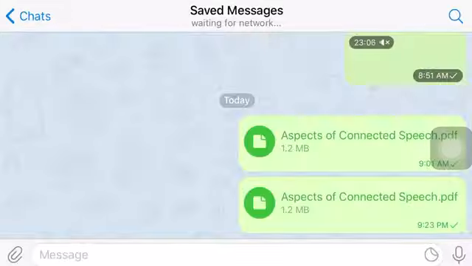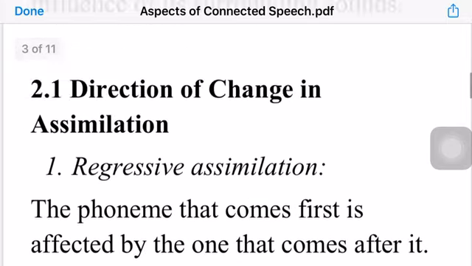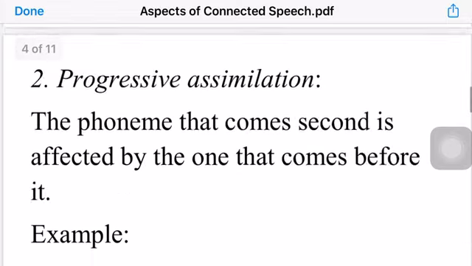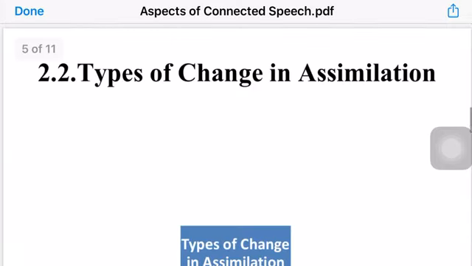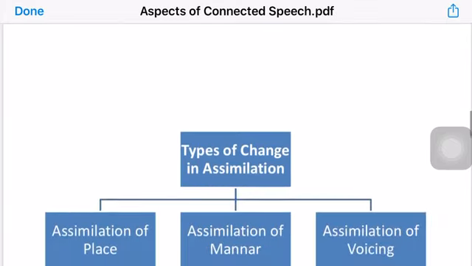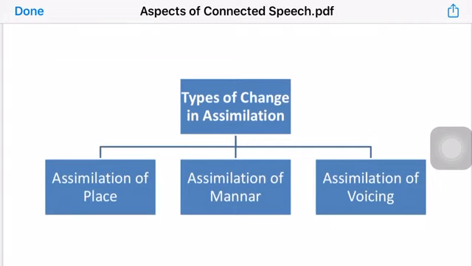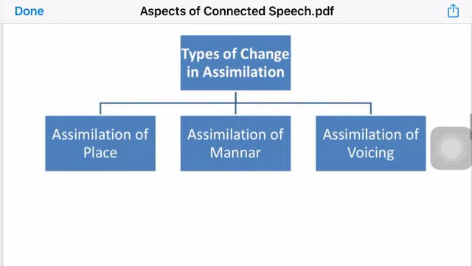Now there is another way to classify assimilation, and this time we can classify assimilation in terms of types of change. We discussed the direction of change. Now we're going to discuss type of change in assimilation. نوع التغيير. في المبحث السابق تكلمنا عن اتجاه التغيير، لكن أيضا عندنا تقسيمات تتبع نوع التغيير. And there are three main types of change in assimilation.